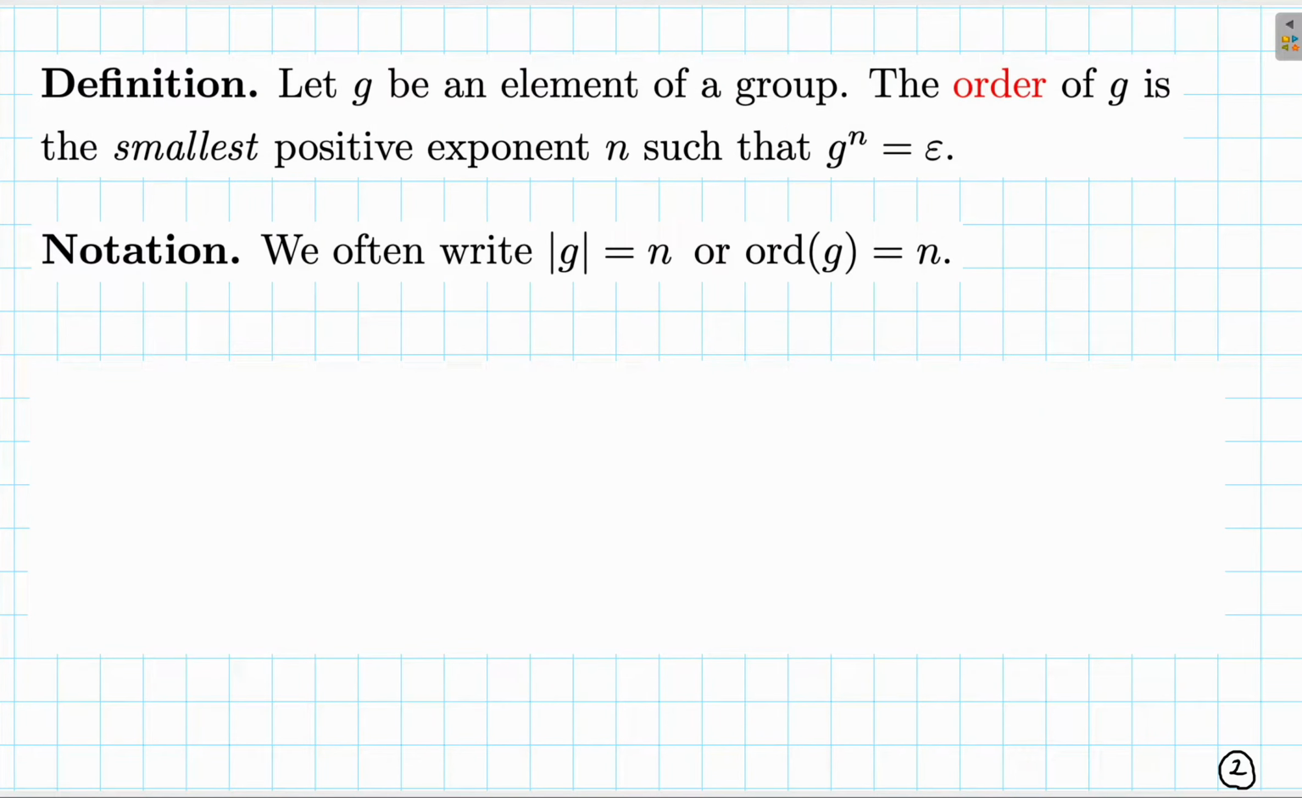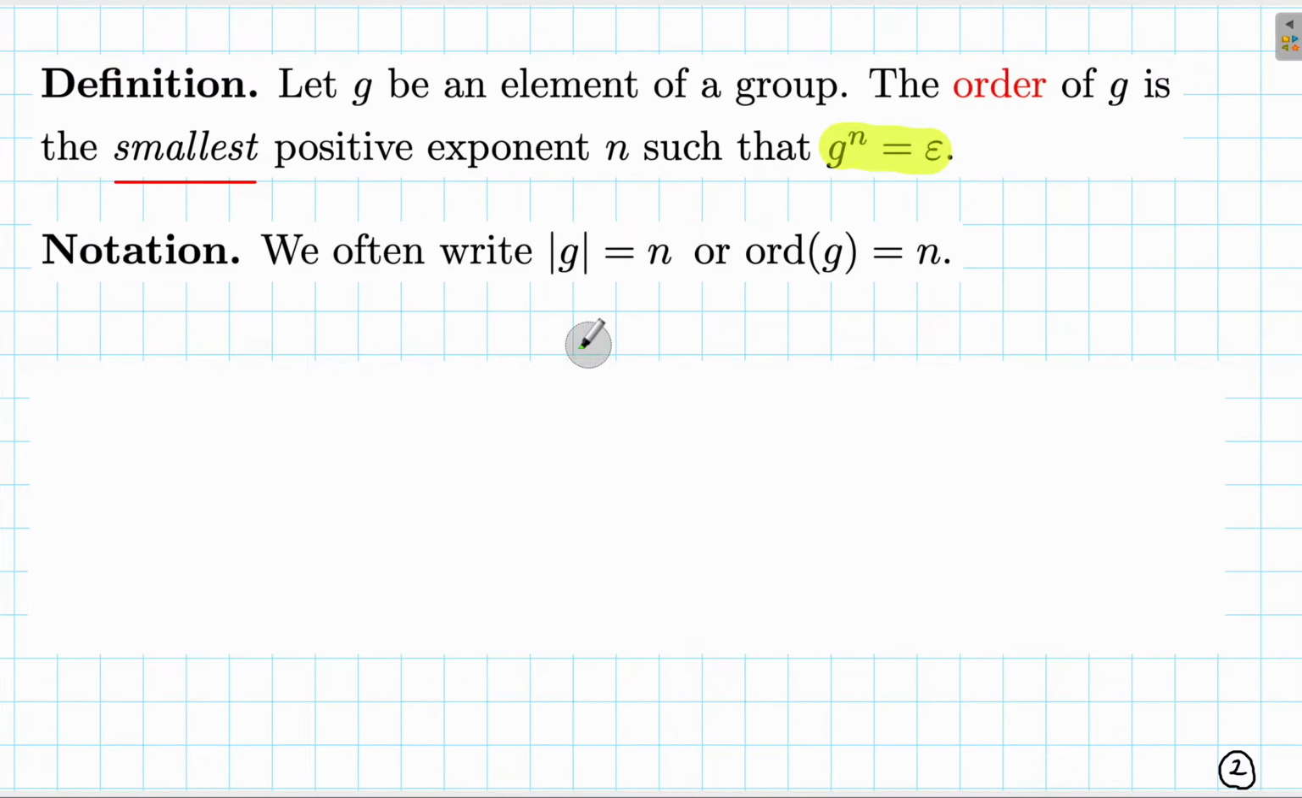Now let's generalize and define the notion of the order of a group element. Please keep in mind that this definition applies to groups whose operation is multiplication, which is the default. For the corresponding definition in additive groups, please take a look at the chapter 12 reading. Anyway, here it is. We'll let little g be an element of the group. Then its order is defined to be the smallest positive exponent n such that g to the n is the identity.